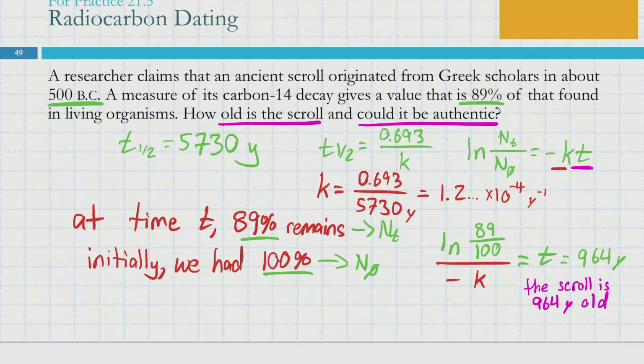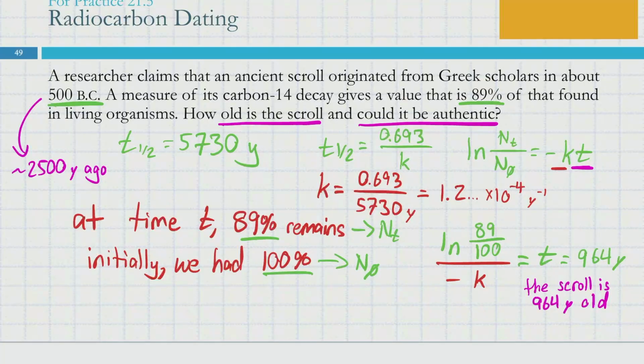Second part of the question, could it be authentic? Yes, because it's less than 50,000. You said it has to be. The scroll is claimed to be from 500 BC. How many years ago is 500 BC? That's like 2,500 years ago. So the claim is that it's 2,500 years old. The radiocarbon dating says it's about 1,000 years old.